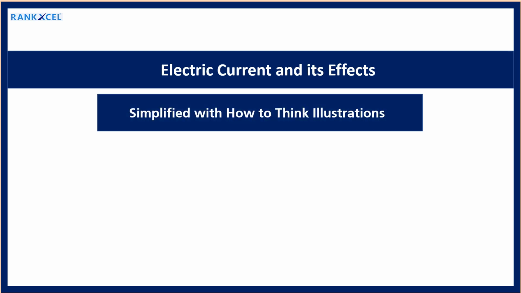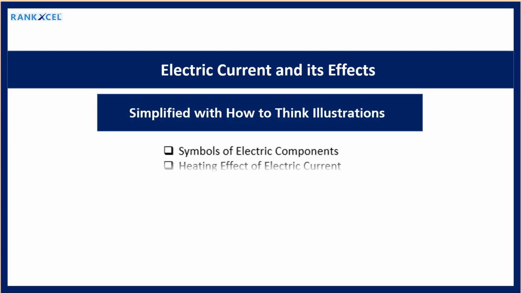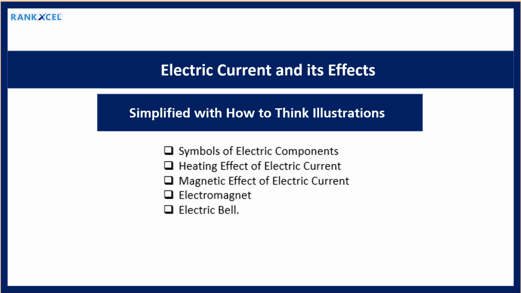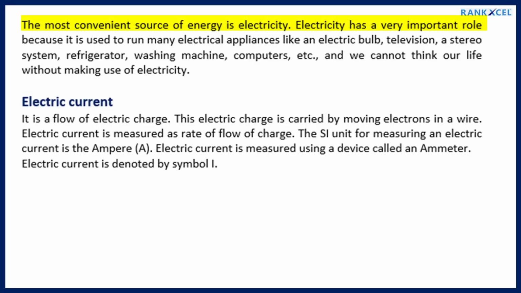The concepts covered are symbols of electric components, heating effect of electric current, magnetic effect of electric current, electromagnet, electric bell. The most convenient source of energy is electricity.